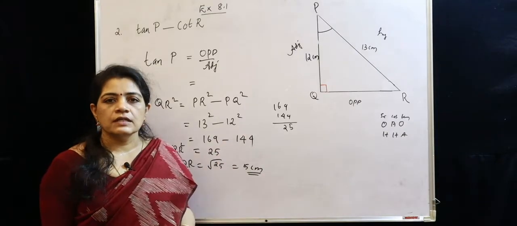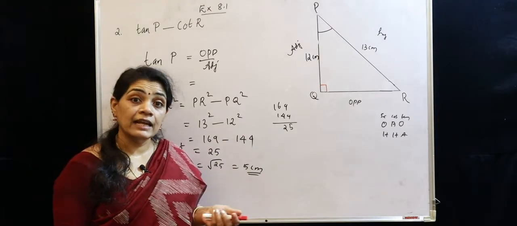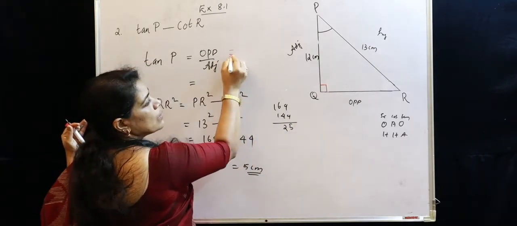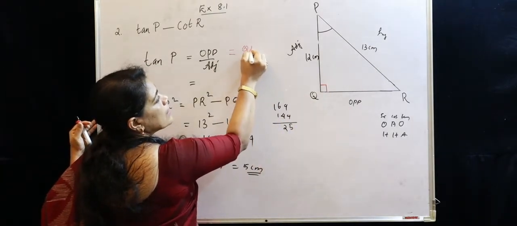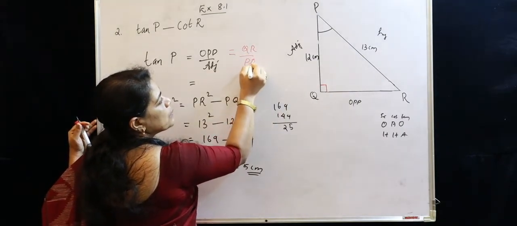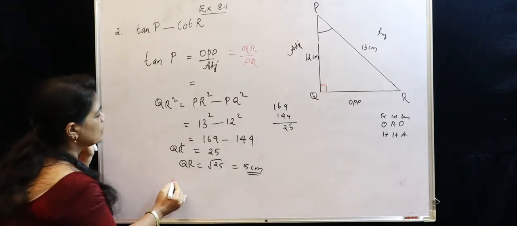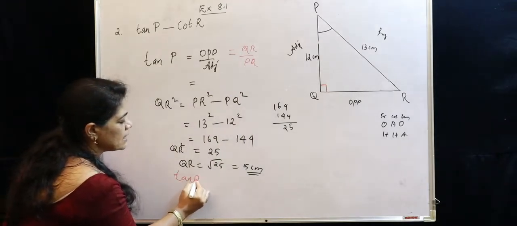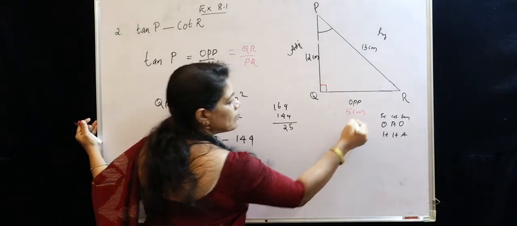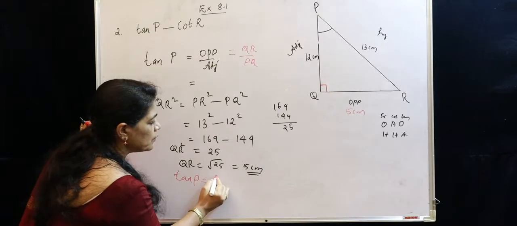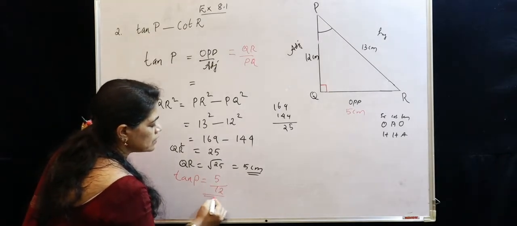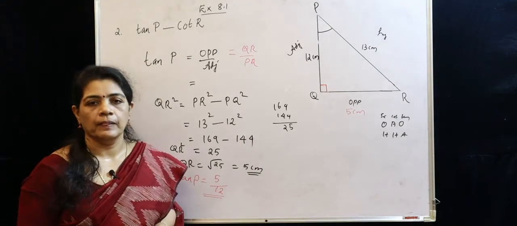If you know the opposite side, you can easily write down tan P with respect to angle P. Tan P is equal to QR divided by the adjacent side, which is given, that is PQ. So tan P is equal to QR, which we have seen is 5 centimeter, divided by PQ, 12. So this is tan P.